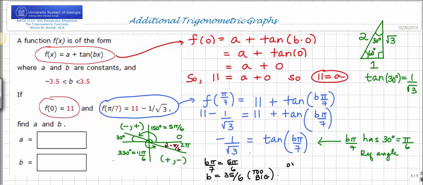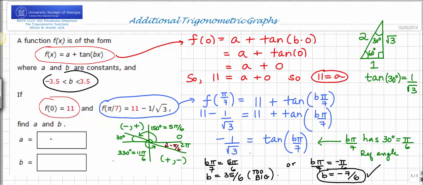All right, so let's look the other direction. Or b pi over 7 could be negative pi over 6. The pi's cancel. We get b equals negative 7/6. Check your interval. That guy works, and so there's an appropriate value of b. So our value of a is 11, and our value of b is negative 7/6.